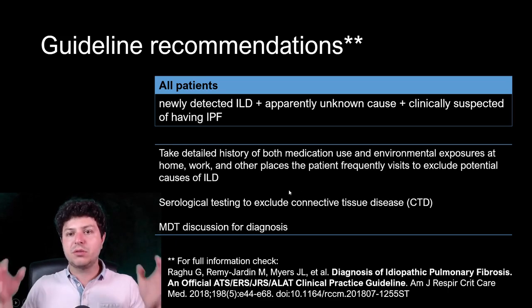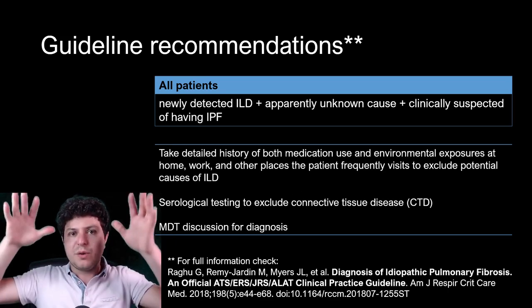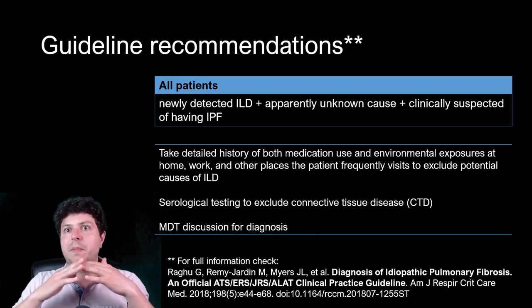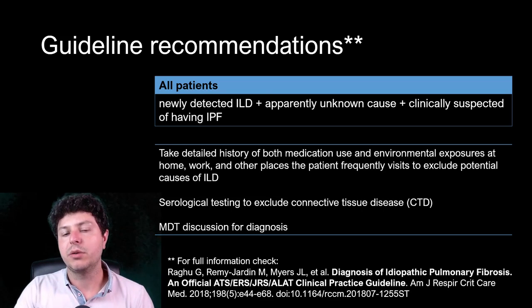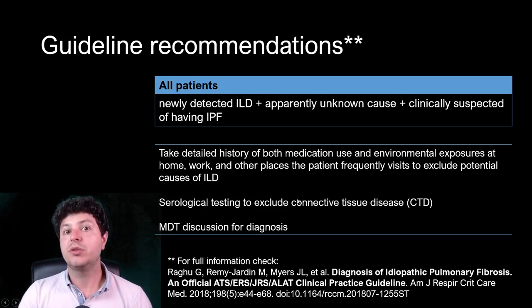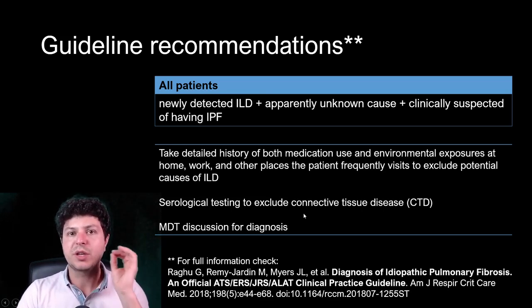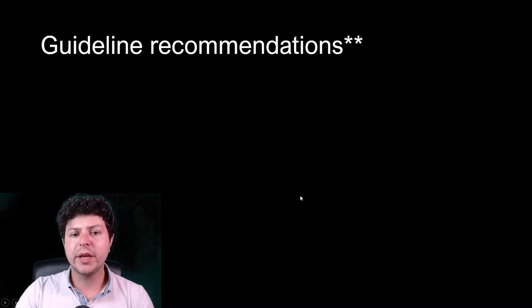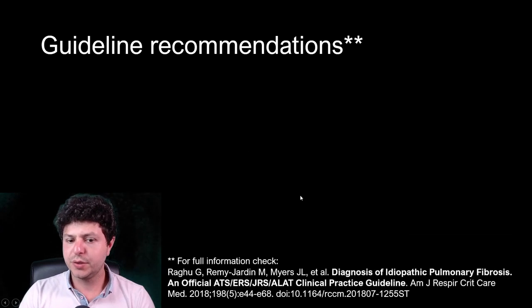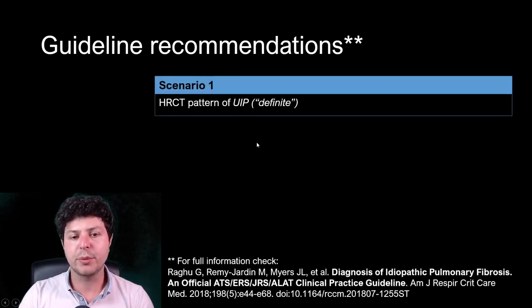So this is basically I'm trying to go from the broad picture to try to funnel it down to simpler and simpler recommendations. But I think it's important to have the full context and not to just be looking for IPF, but not ruling out other things. Then you have two scenarios here, also in the guideline recommendations.